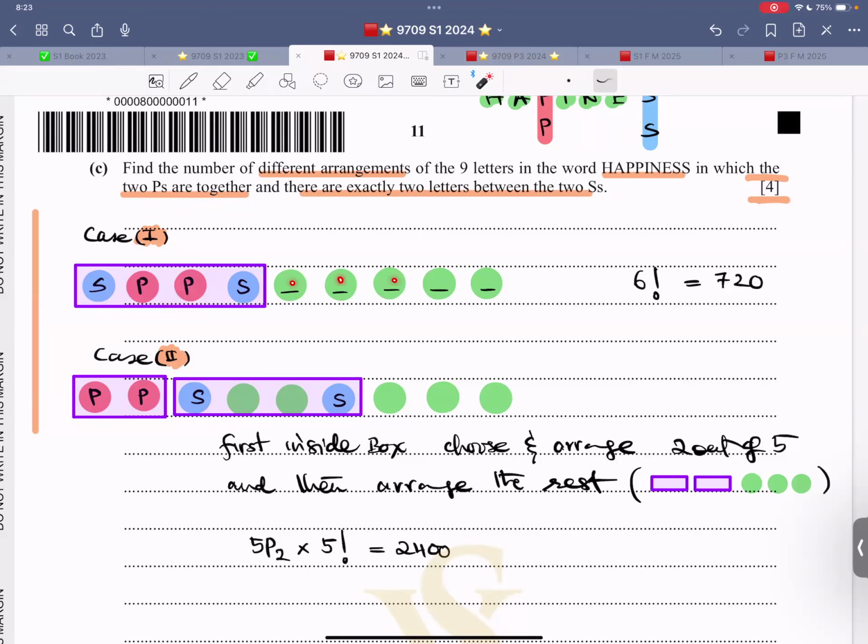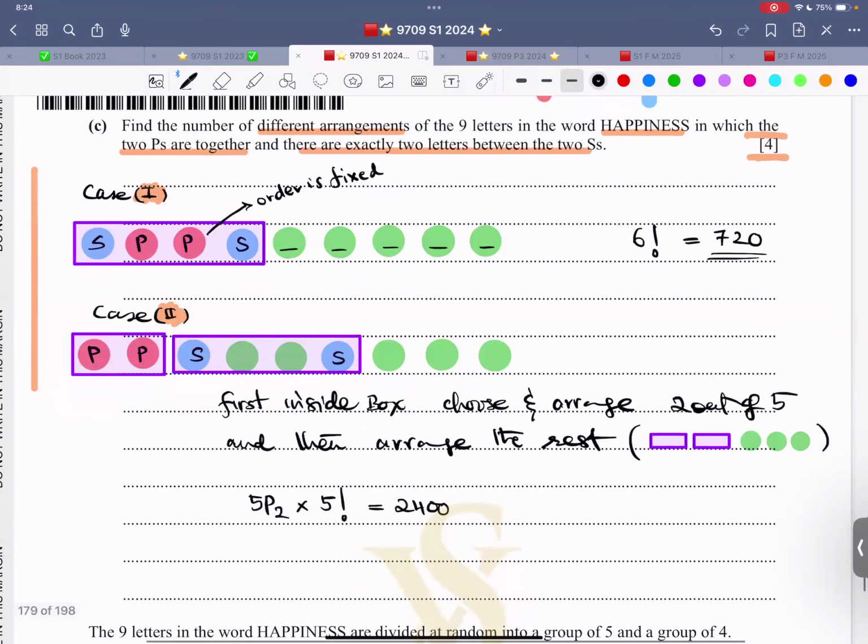1, 2, 3, 4, 5, 6. That is 6 factorial. And nothing is happening inside the box. So this order is fixed. This order is fixed. So therefore, it's only 6 factorial, which is 720. That first one is easy. So maybe that's 1 mark for this, and then 3 marks for this one.